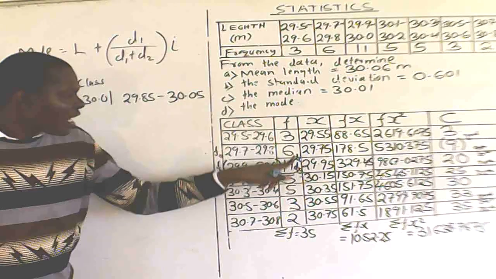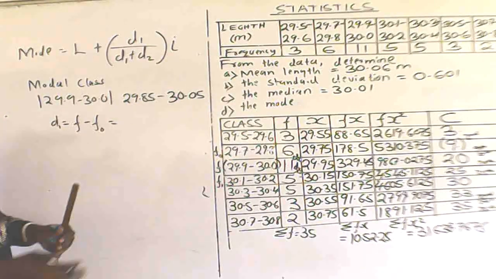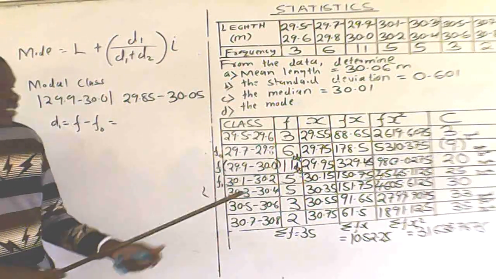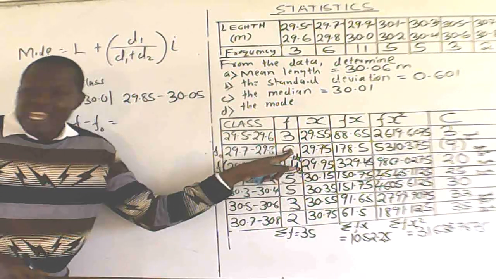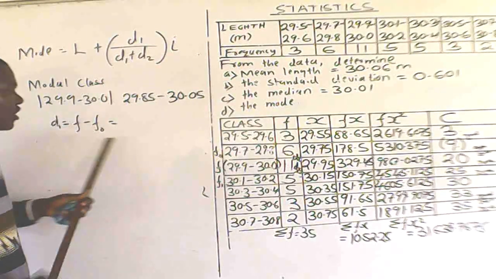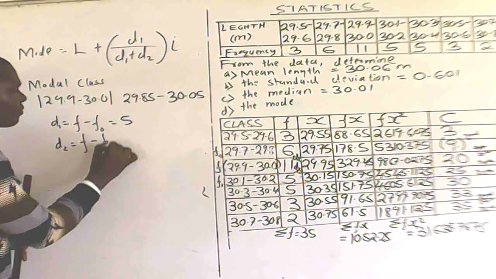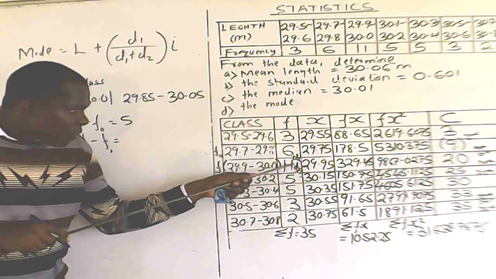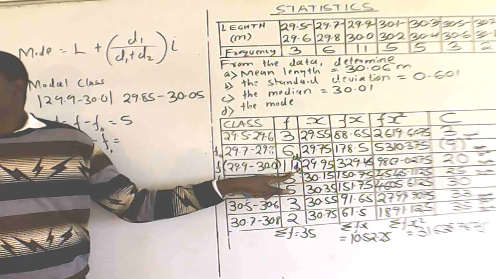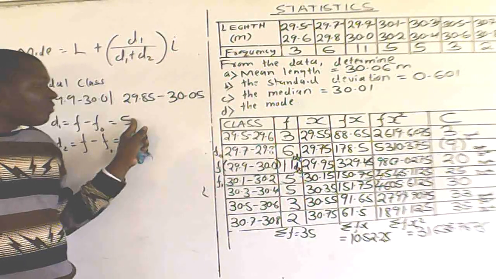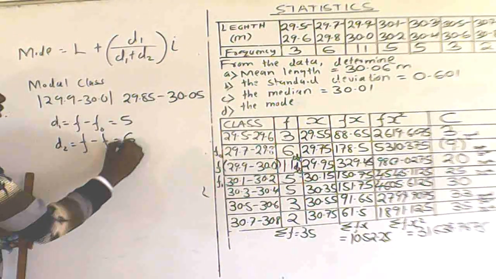So what are we saying is D1? The frequency of the modal class minus the frequency above it. So F minus F0, there's no need to know how it is coming about. You just say D1 is 11 minus 6, the frequency of the modal class minus the frequency above it. 11 minus 6, you get 5. And D2 is the frequency of the modal class minus the frequency below it. So the frequency of the modal class, 11, is what is subtracting everything: 11 minus 6 to give D1, 11 minus 5 to give D2 down. Are you seeing that? That is going to be 6, isn't it?